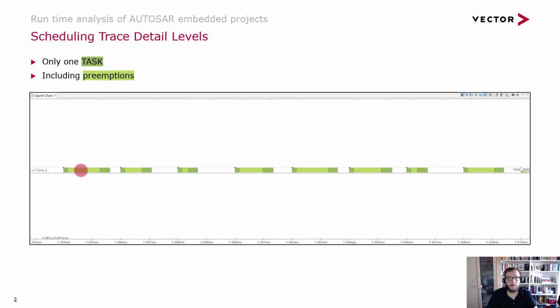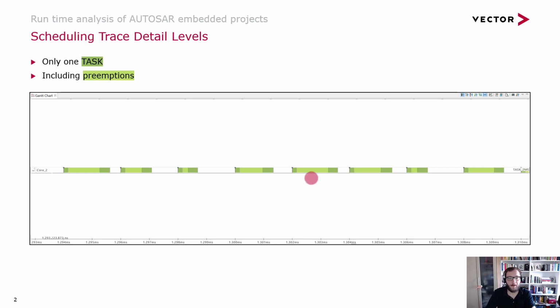And now we are going to move to the next level of detail. So now we have only recorded one of the tasks, and we can see that this task is getting preempted basically all the time when it is running. When it's activated, it starts running, but it always gets preempted. So now, of course, you want to analyze what is happening and which other task is interfering with your task.